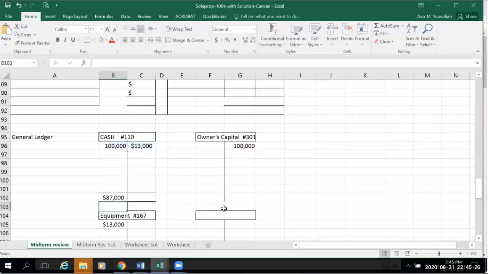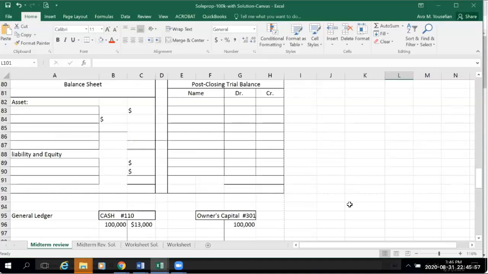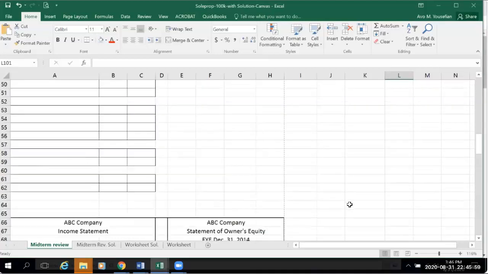enter. So as you see now, we have $87,000 cash available. So if you are a bookkeeper and I ask you how much cash do we have right now, you say, let me look at it. So you look at the general ledger, the cash T account, cash register for the cash here, and you tell me we have $87,000 right now. Cool. Okay.